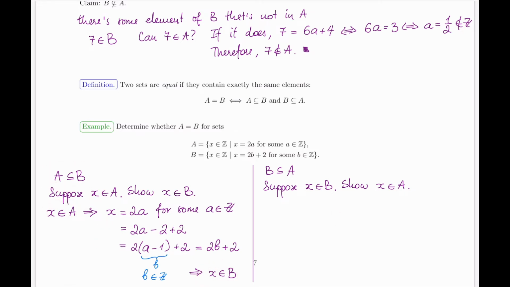I'm going to leave this for you to fill out. So once again, we're going to start with assuming that X is in B and go through the steps and hopefully reach the conclusion that X is in A, which will then prove that B is a subset of A. If I have A is a subset of B and B is a subset of A, together, these two parts will imply that A is in fact equal to B, and we're done with this exercise.